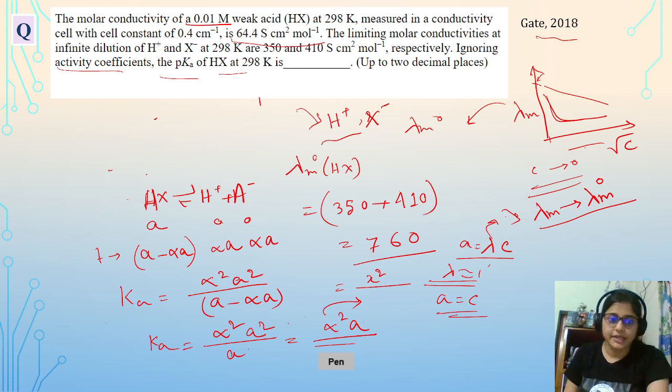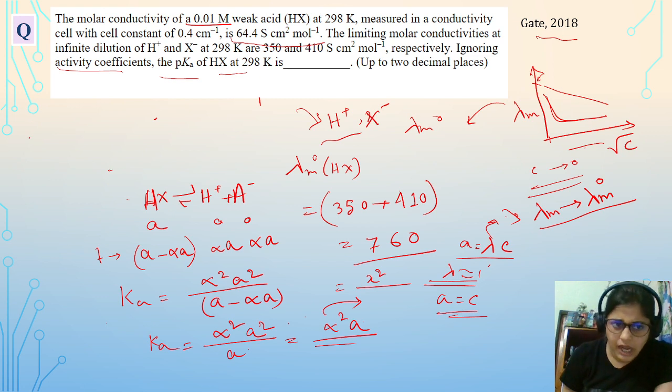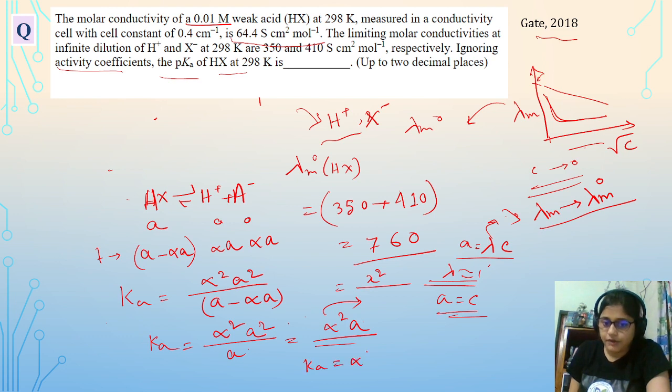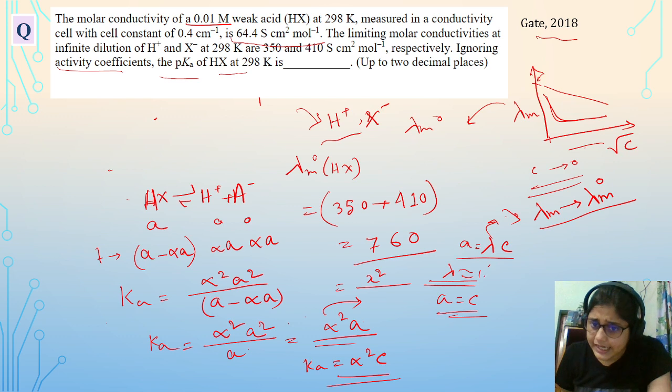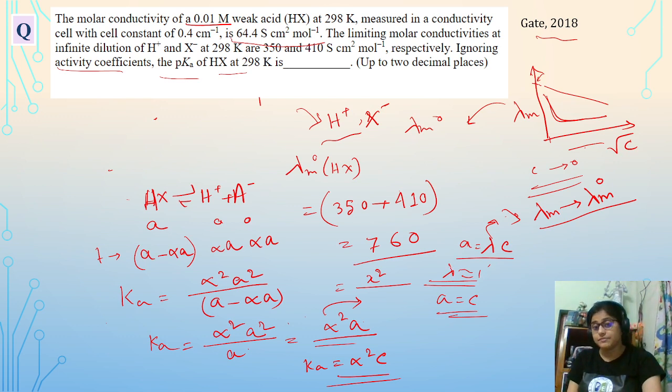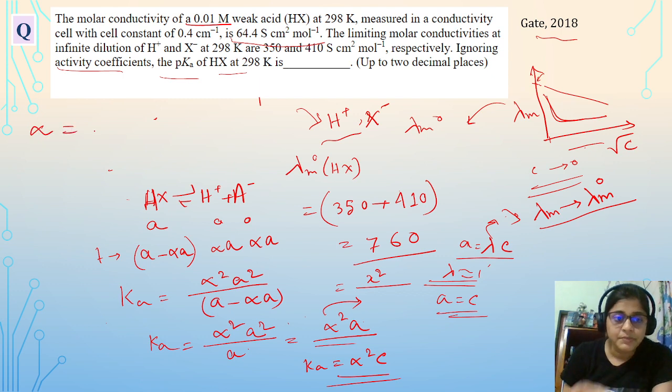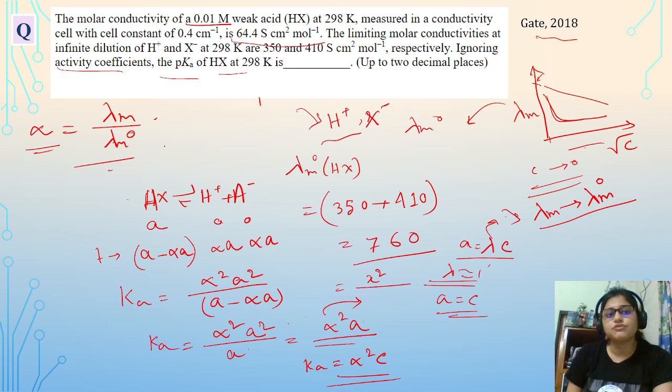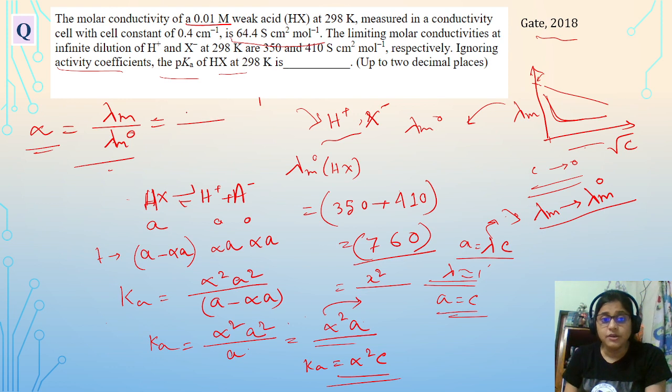Now I am writing here. So A we know, right? Ka will be alpha square into concentration itself, because we have neglected the activity coefficient. This is the activity coefficient, and alpha is the dissociation coefficient, which is actually equal to lambda m by lambda m0. That's why we calculated lambda m0 here, and the lambda m value is given here, to calculate the alpha value, the dissociation. So it will be 64.4 by 766. Fine?